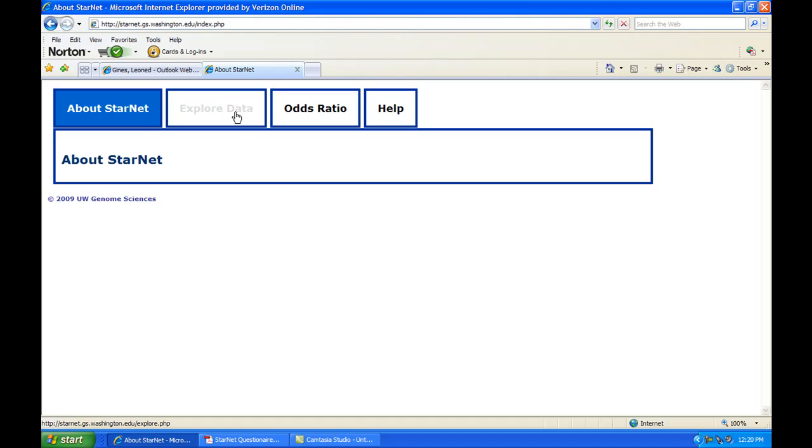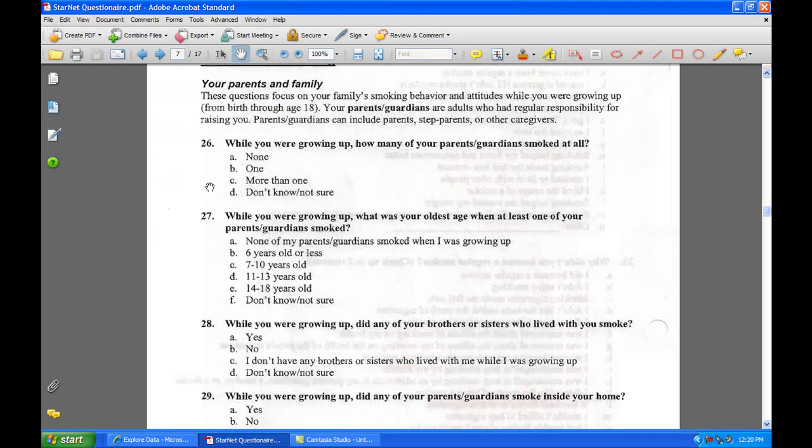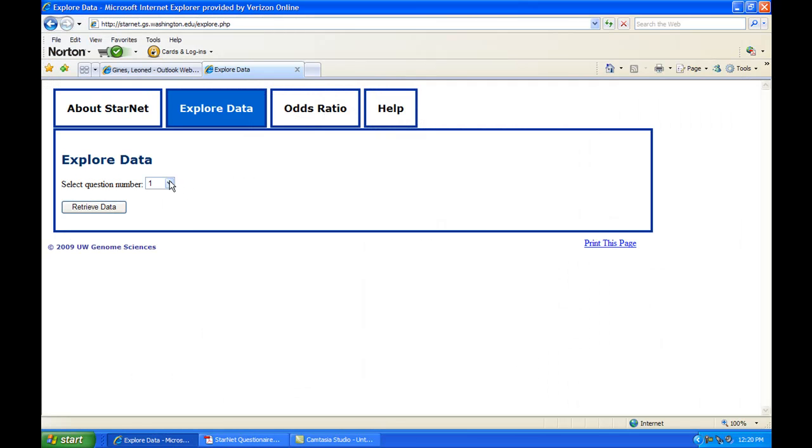The first thing to do is click on the Explore Data tab. When you do that, it asks you to select a question number. This is the question on the questionnaire that pertains to the hypothesis that you just made. Again, the question on the questionnaire that relates to our hypothesis is question number 26. So that's the question number you select at this part. Once you've entered 26, you click Retrieve Data.